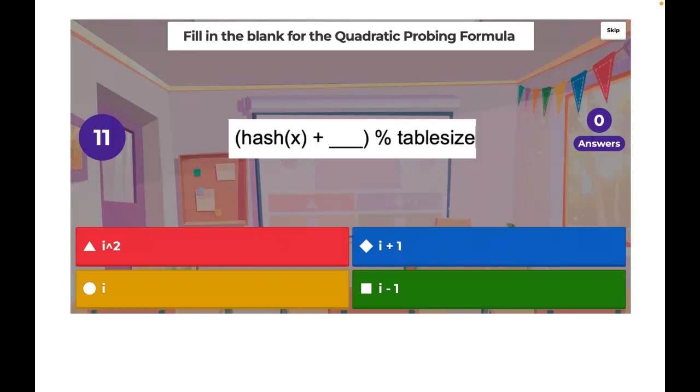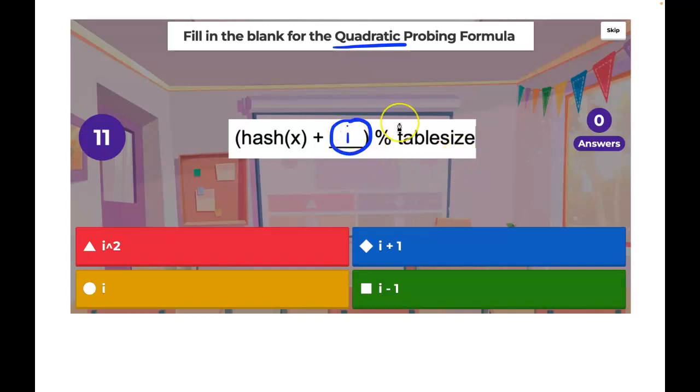So the question is asking to fill in the blank for the quadratic probing formula, and let's just make sure we keep that in mind. So it's hash of x plus, and this is what we're trying to find, modulo table size. And we should know with linear probing that this should be i.